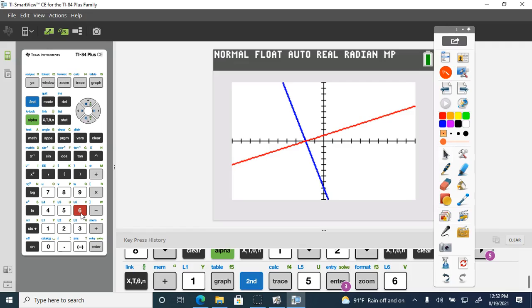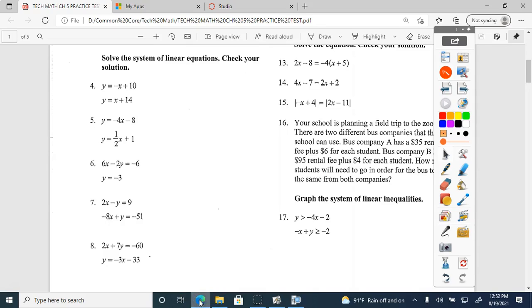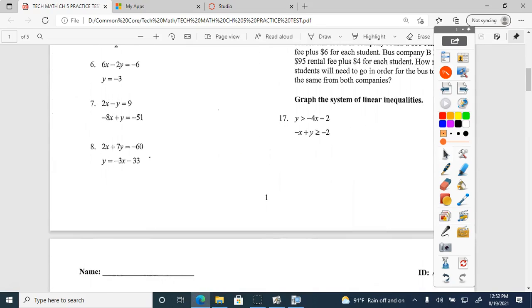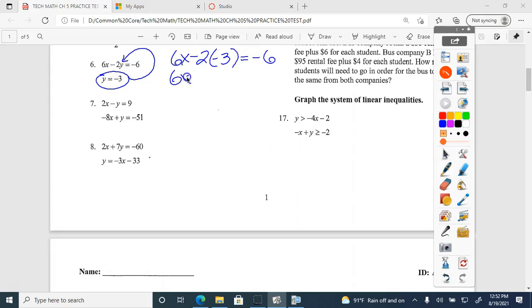Awesome. Moving on. Number 7. All right. I skipped 6. I'm not skipping 6. My bad. So we need to go back to here. Here we go. Number 6. We're just plugging in. It's a nice, easy one. Here's y. Substitute that in for y. So 6x minus 2. What is y? It's -3 equals -6. So that's 6x plus 6 is -6. You subtract the 6 over.